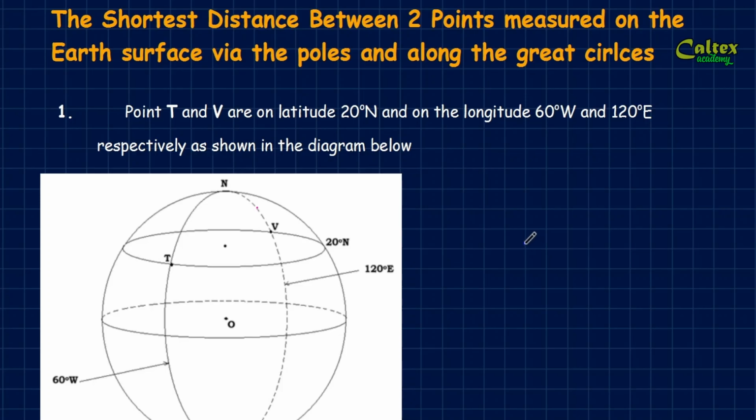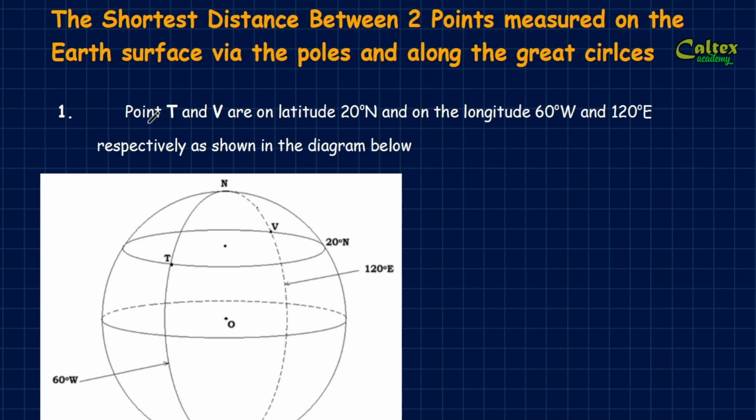Today on our board, we have a question on the shortest distance between two points measured on the Earth's surface via the poles and along the great circle. In our previous video, we looked at some formulae. The link to that video is in the description of our video here. So what is the question saying?